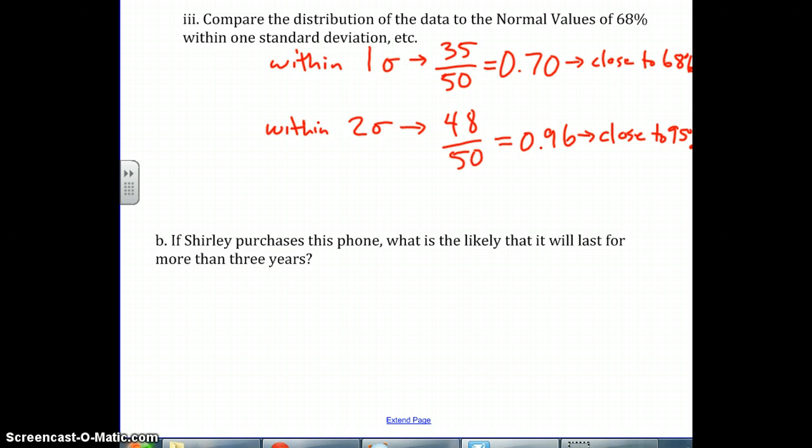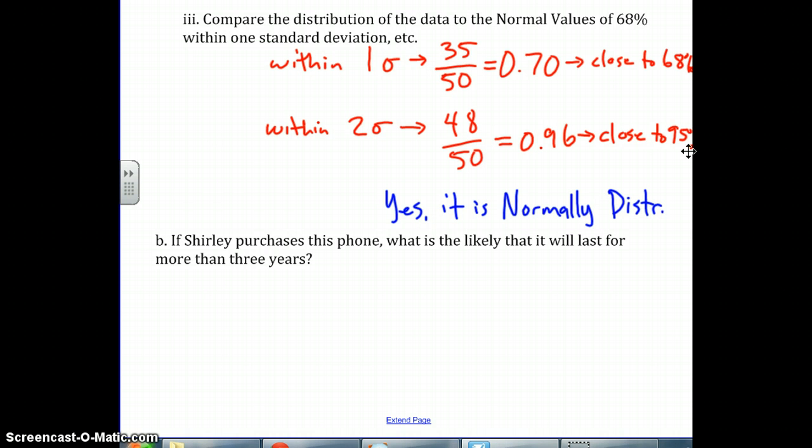And we could have done the same thing with the last one. The last one, we'd find that 50 out of 50 of them are within 3 standard deviations, so 100%, which is close to 99.7%. So yes, it's very close to normal. So let's say yes, it's normally distributed.